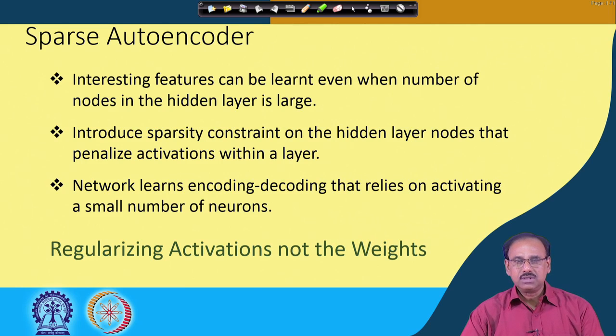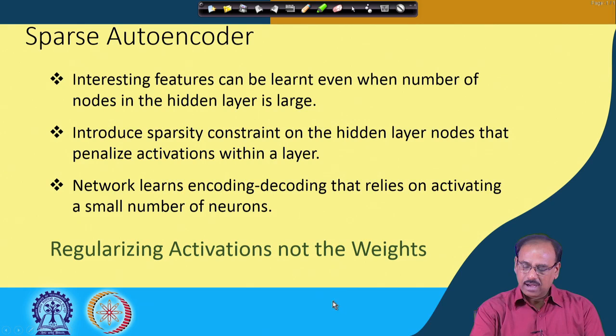But in the case of the sparse autoencoder, as we are trying to restrict or limit the activations of the hidden layer nodes, the regularization that we are doing is on the activations. It is not on the weights as we have done in the case of MLP or multilayer perceptron. So, in this case, the regularization will be on the activations of the hidden layer nodes.